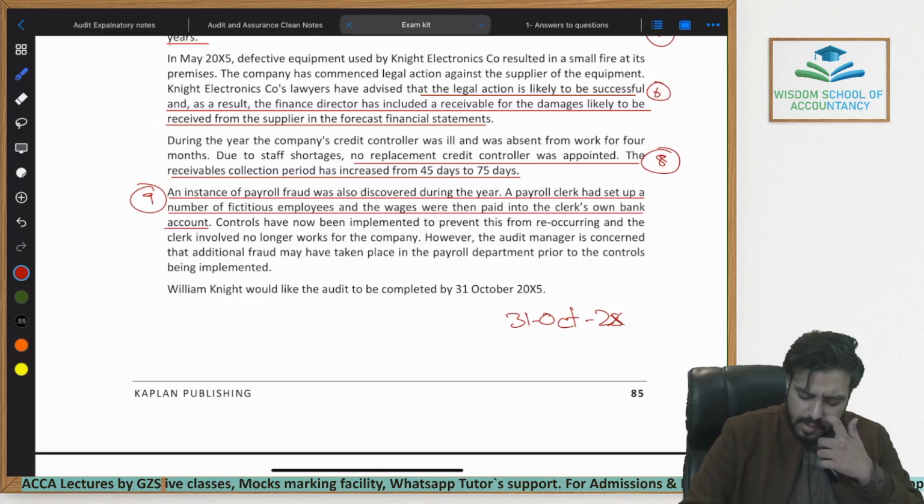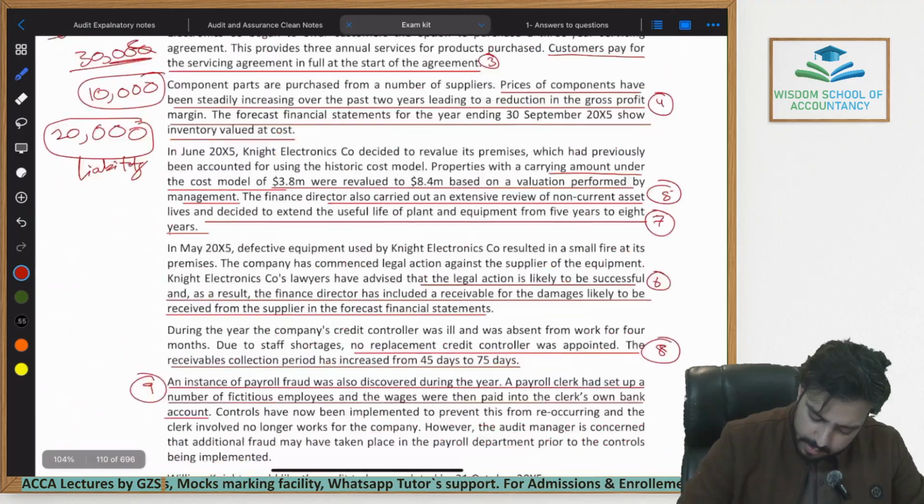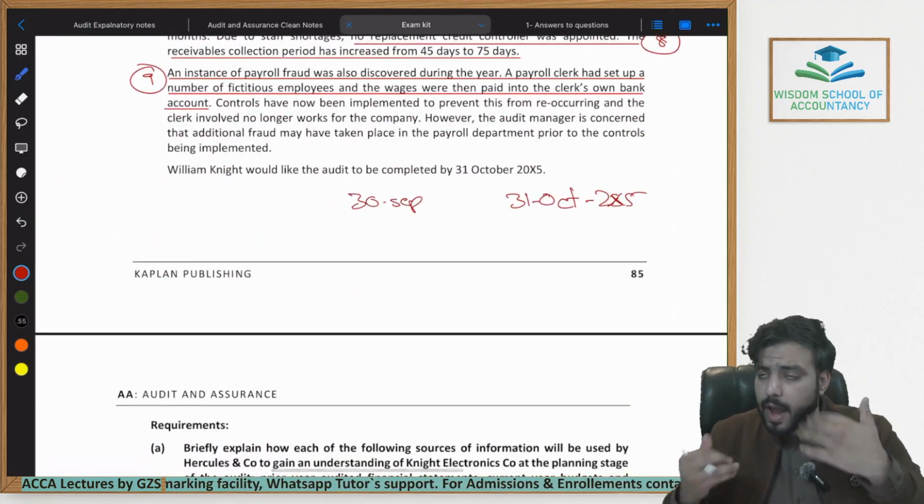What is the year end of this company, by the way? What is the year end of this company? Oh, 30th of September. This is the year end. So 30th of September, how much time will I have to complete the audit?